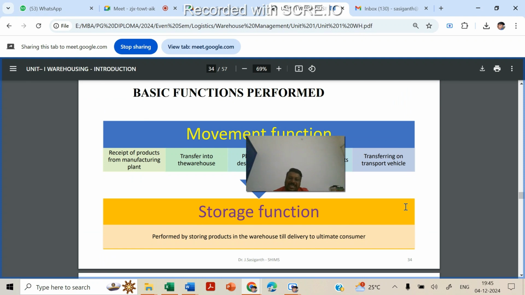See, where you receive your goods, receipt of products from the manufacturing plant. Very clear, where you receive your goods from the manufacturing plant. Then you transfer it to the warehouse. Then placement in the designated place, then regrouping your products, then transferring onto the transport vehicle. So all this movement function will go to the next level, which you call the storage function, performed by storing products in the warehouse till delivery to the ultimate consumer. Okay, so the basic functions performed: movement function, storage function.